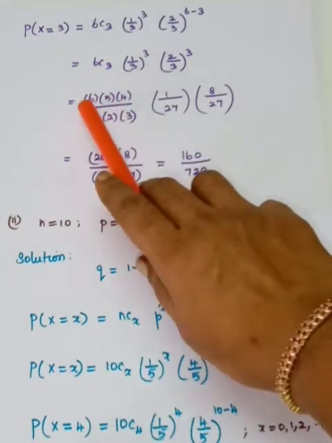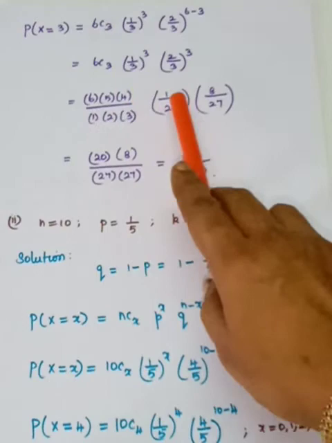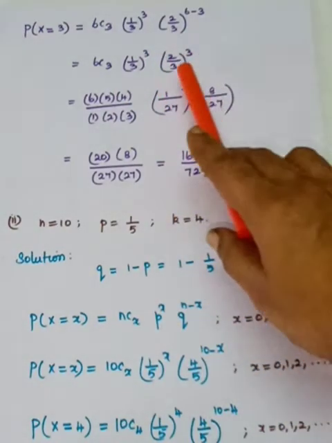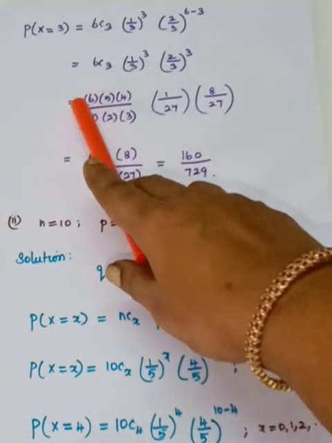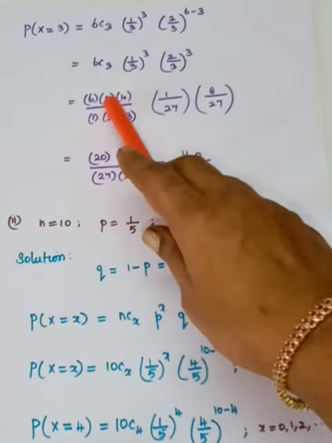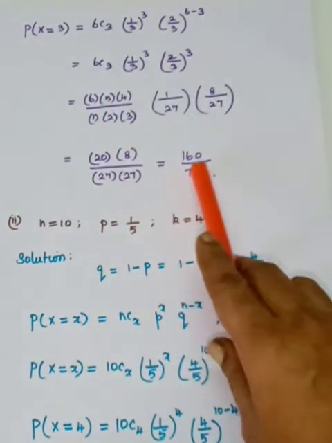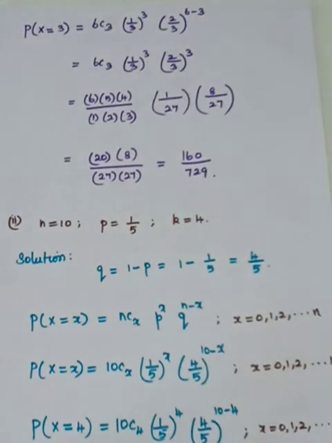6C3, you know very well: 6 into 5 into 4 divided by 1 into 2 into 3. So (1/3) cube, therefore 1 by 27. 2 cube is 8 and 3 cube is 27. So the 2 3s are 6, so it is cancelled with the numerator 6. So here you are having 5 into 4. 5 into 4 is 20. 20 into 8 is 160, divided by 27 into 27, that is 729.